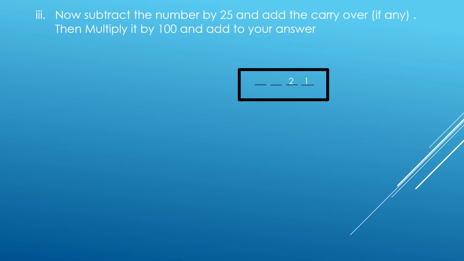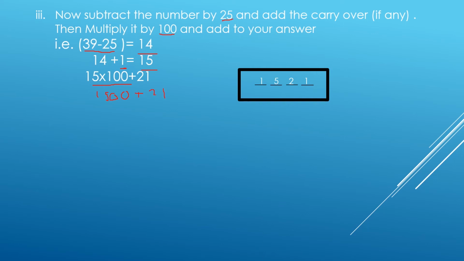Now subtract 25 from the number and add the carryover, then multiply it by 100 and add to your answer. From our example, we subtract 25 from 39 to get 14. We add the carryover 1 from our previous step to 14 to get 15. Now we multiply this by 100 to get 1500 and add our tens and ones place from the previous step to get the square of 39 as 1521.